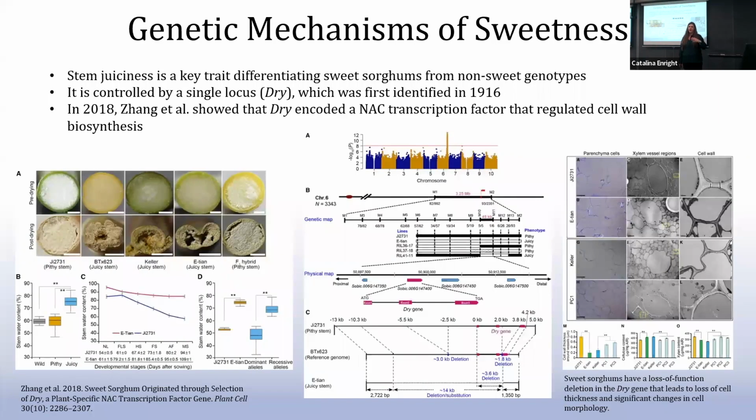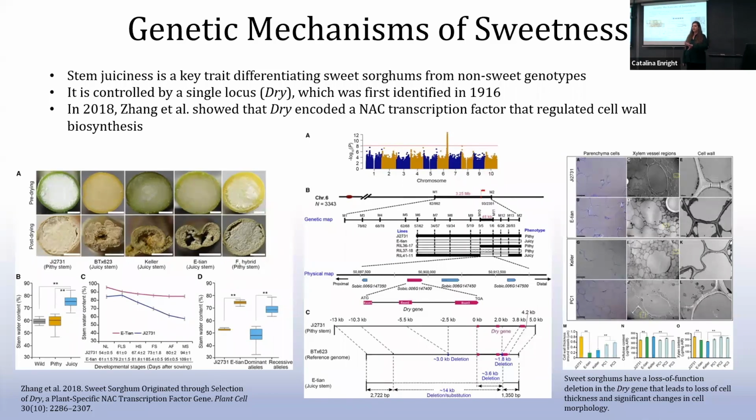But there has been a lot of prior work done looking for what the genetic control is of sweetness. And one of the key traits that people were able to isolate is stem juiciness. So this is the water content of the stalk. Here on the ends, these are non-sweet varieties. They have what's called a pithy stem. And then here in the middle, we've got juicy varieties. And you can see when you dry them out, they look even more distinct. And this is actually a single genetic locus that controls this. It's called the dry locus.